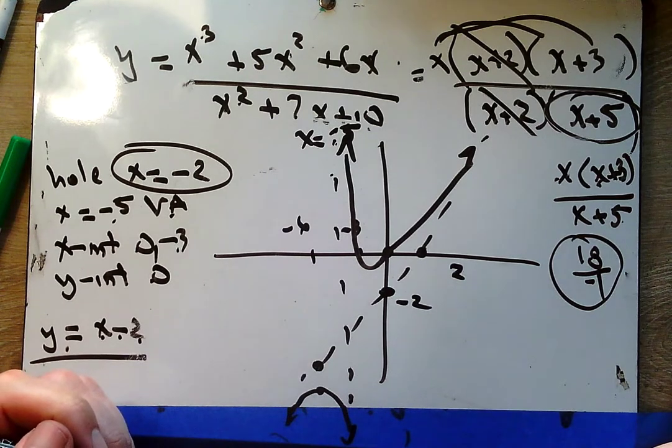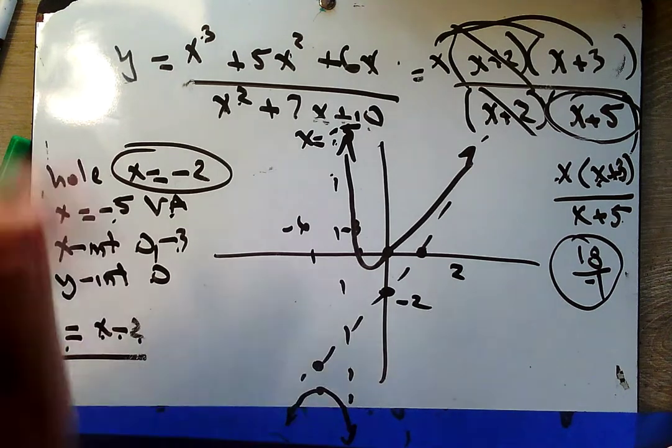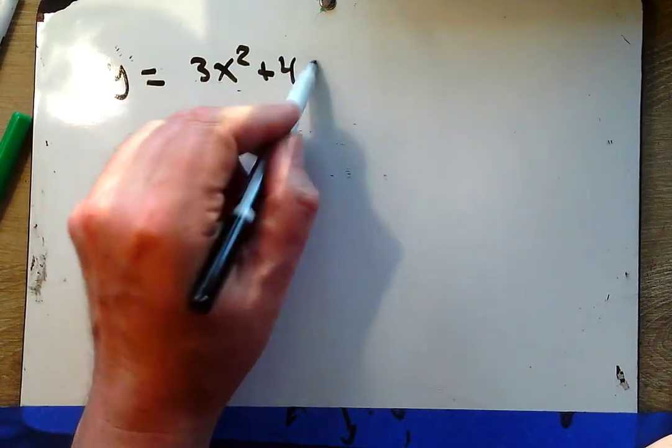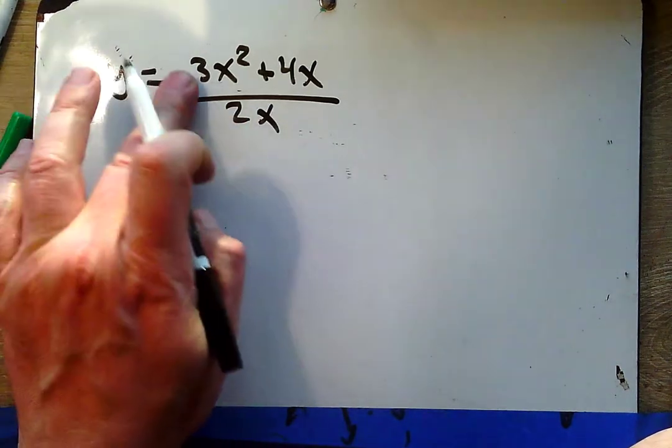Okay? Wow, there's a lot going on here. Yeah, there is. And on tests, people don't say, find the holes. Is there a slant asymptote? You're supposed to be looking for those things. All right, will you do this one? Y equals 3x squared plus 4x over 2x.